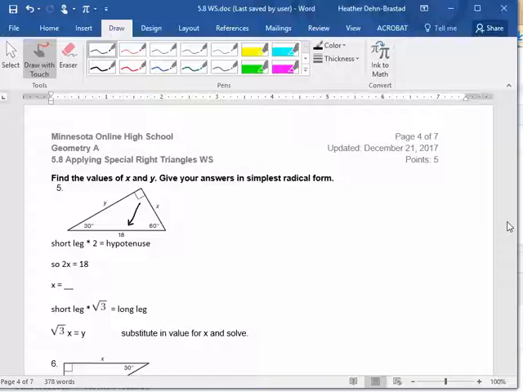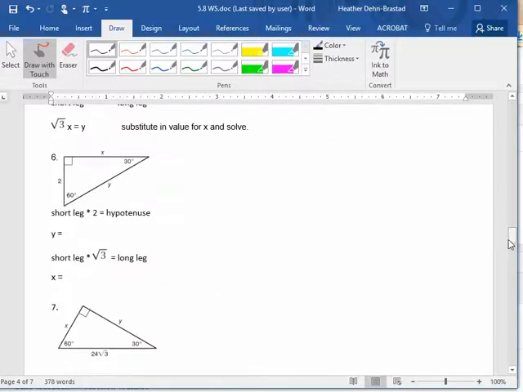So then you can solve that for the short leg. Once you know the short leg, then it's easy to find the long leg. You just multiply that number by the square root of 3. And leave your radicals in radical form. Don't change that to a decimal. We want simplified radicals here, not decimals.